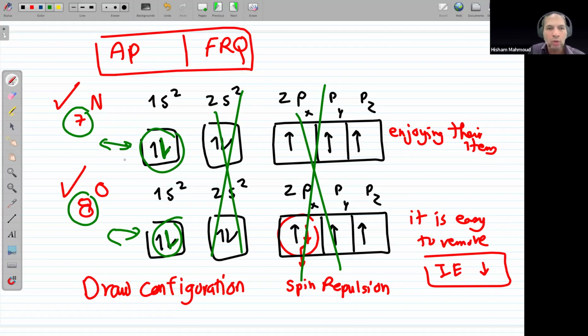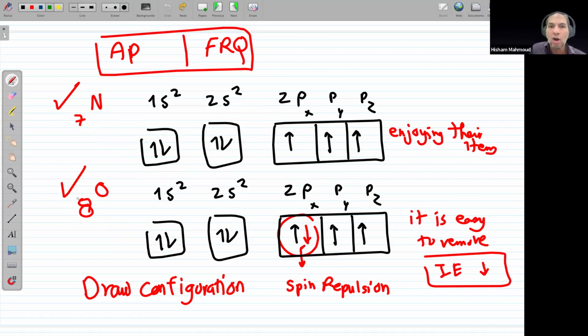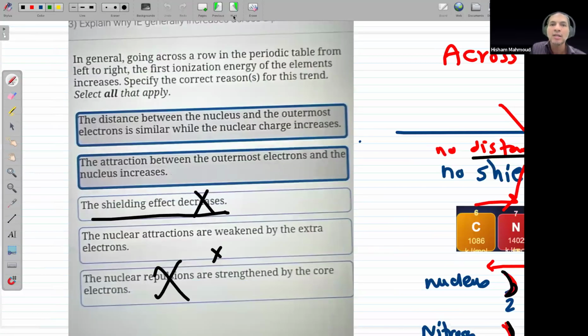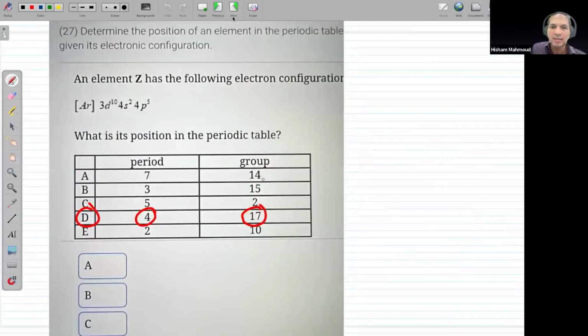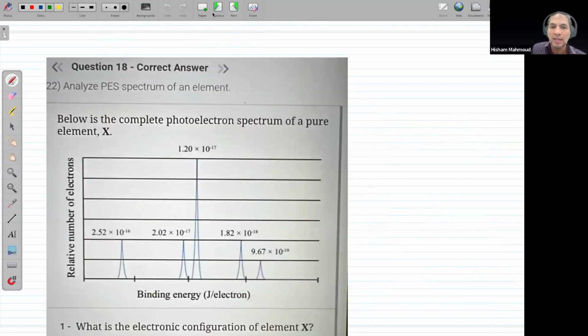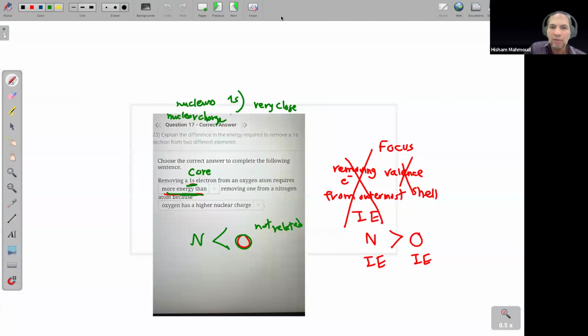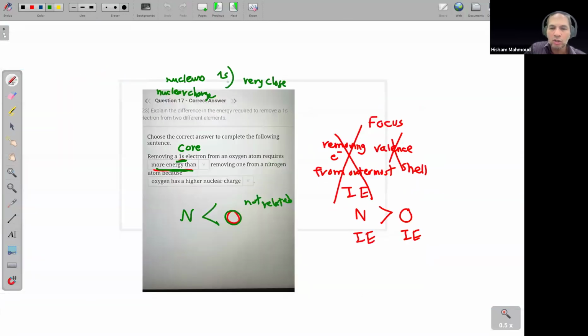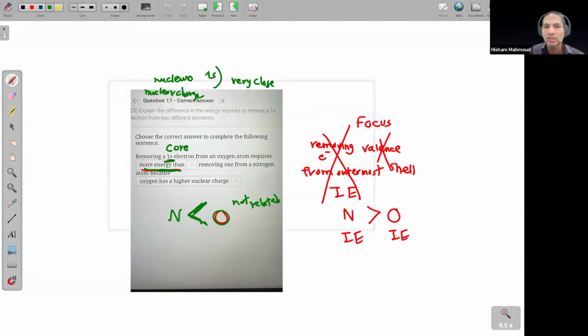Who has more protons? Oxygen. Who attracts the electron more? Oxygen has 8 protons. That's why it becomes more difficult to remove the electron from the oxygen than the nitrogen. That's why the answer says here oxygen is bigger than nitrogen. Please take care. This is totally different and the source of confusion. Oxygen is more than nitrogen because this is 1s, not a valence electron.